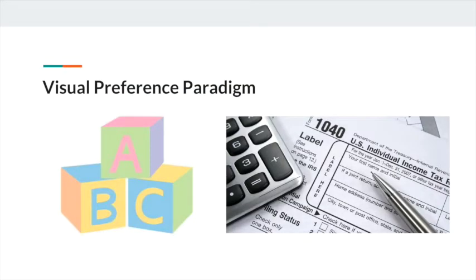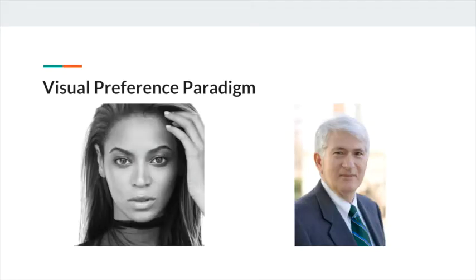Here's an example. Which one of these two images do you think our newborn Alex visually prefers? Hopefully, it's the pleasant blocks and not the tax form. Now, let's look at this next image. Which do you visually prefer? It's okay to say G block. We've all been there. But let's get back to the babies.